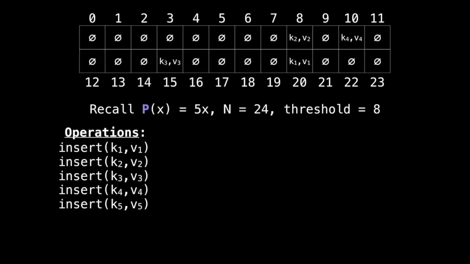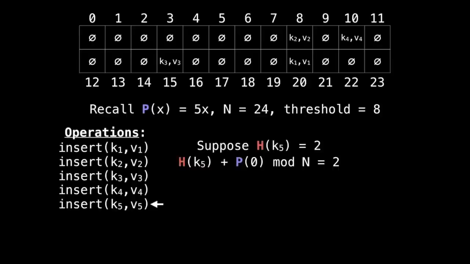Alright, so now we throw away the old table and we keep this new table, and this is the new hash table we're working with. And we were at inserting K5. Now suppose K5 is equal to 2, and that spot is free, so we are good.